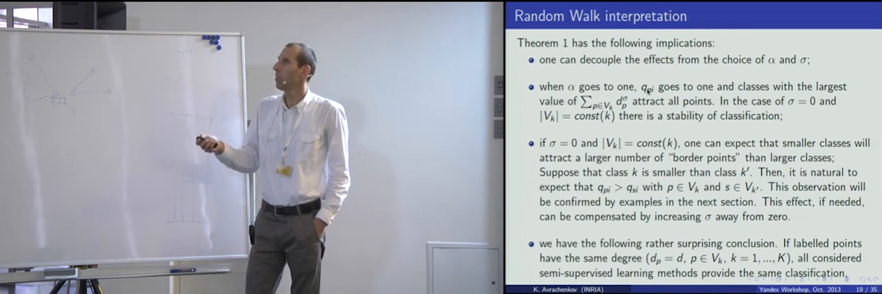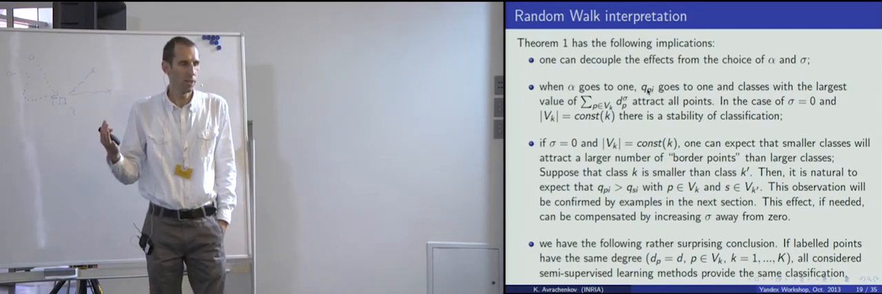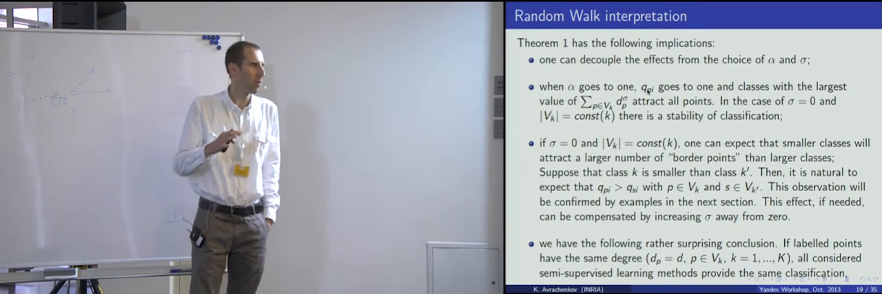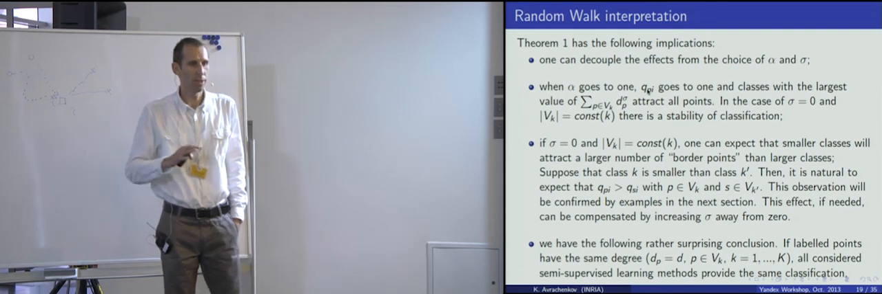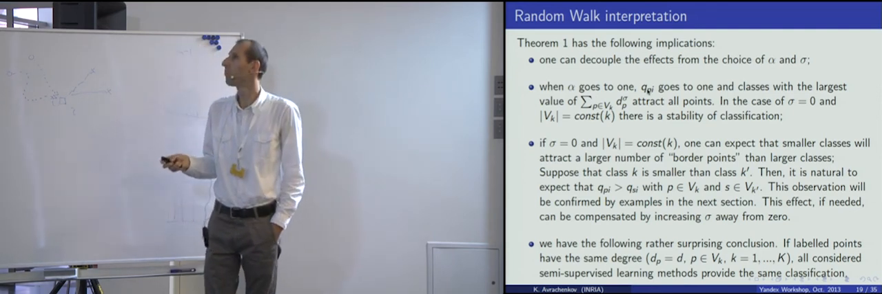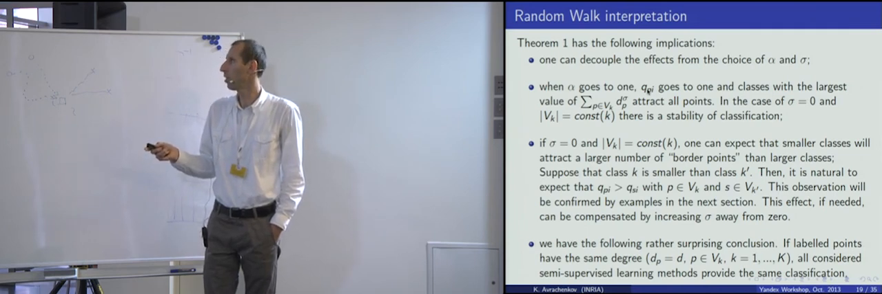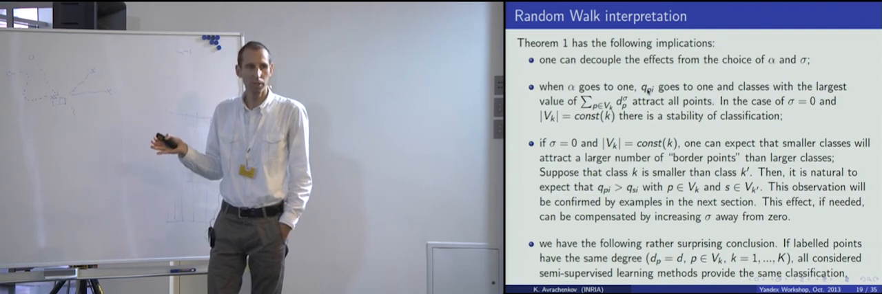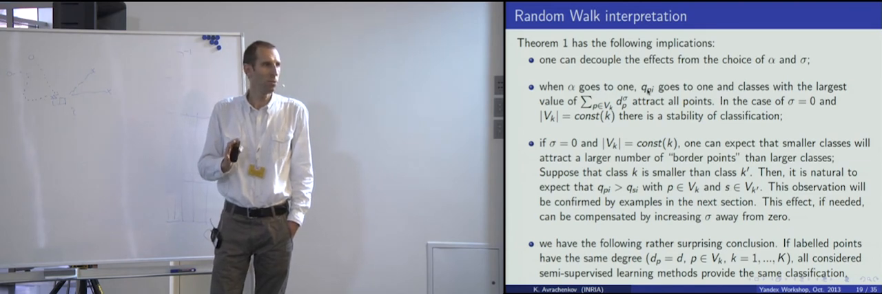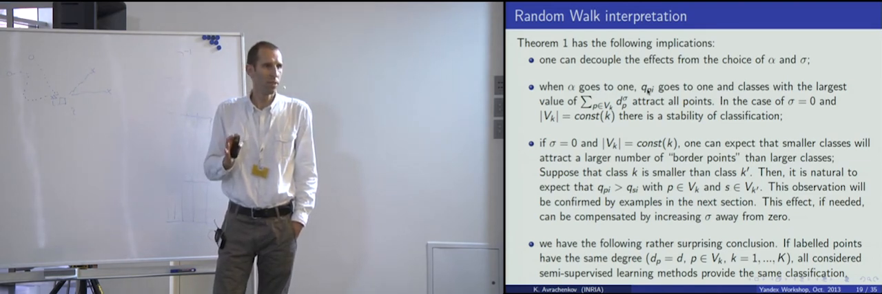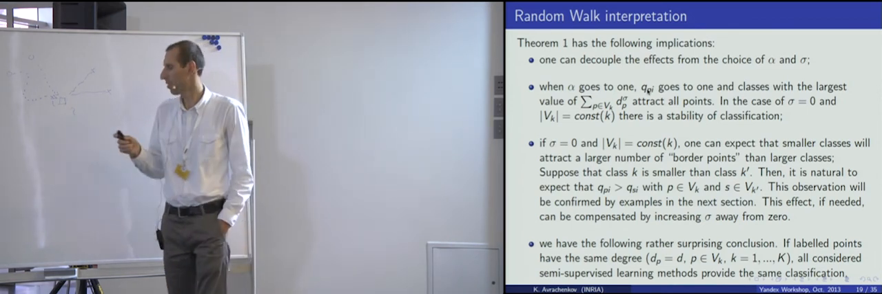Another interpretation is that the PageRank method typically takes from larger classes and gives to smaller classes, whereas the standard Laplacian does the opposite. It takes from smaller classes and gives to larger ones. And we have one more quite surprising conclusion. If we take labeled points with the same degrees, it doesn't matter which semi-supervised learning method you take. They all work the same. They all give the same results, which is not evident at all at first sight.